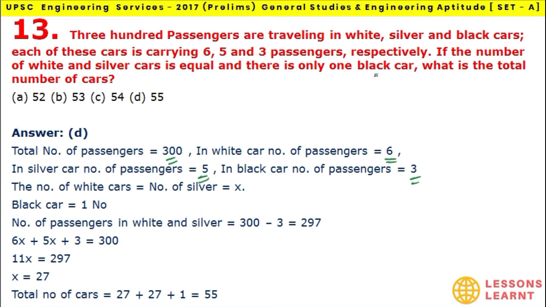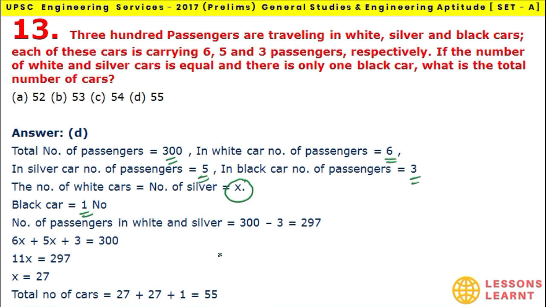If the number of white and silver cars is equal, then there is only one black car. So we have the value of how many black cars there are. The black car is only one, and the white and silver cars are equal. We don't know how many, so we will consider it as X. What is the total number of cars? We have to find how many total cars there are.